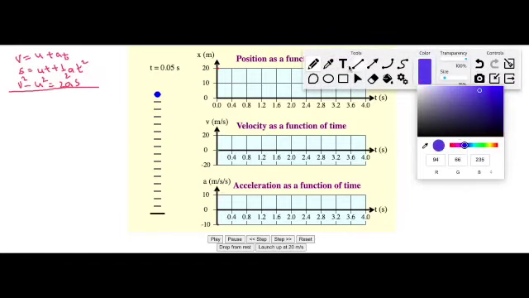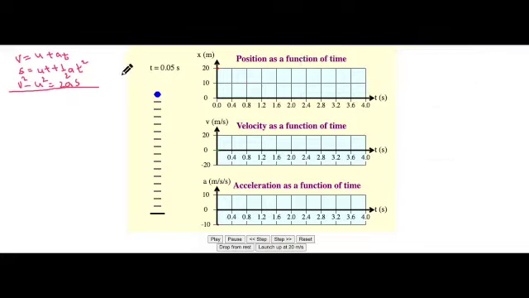Now first I'll explain the freely falling body motion. So this is the freely falling object.